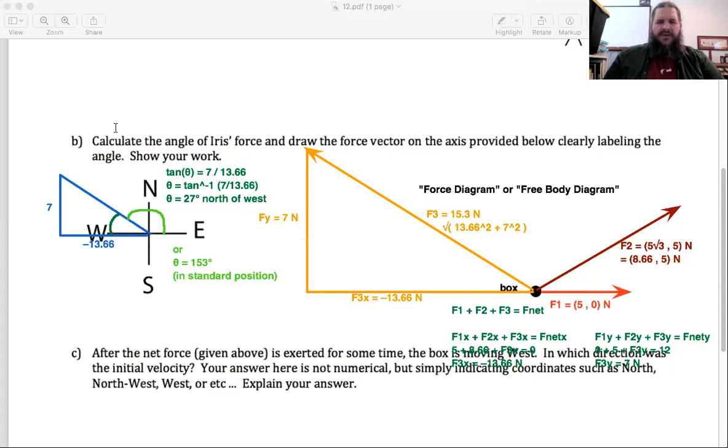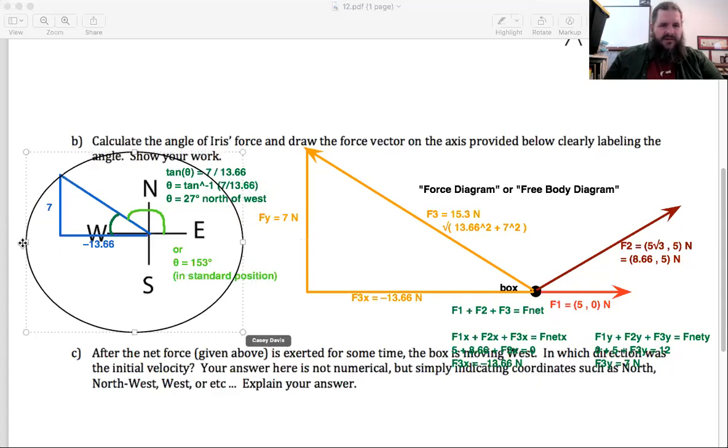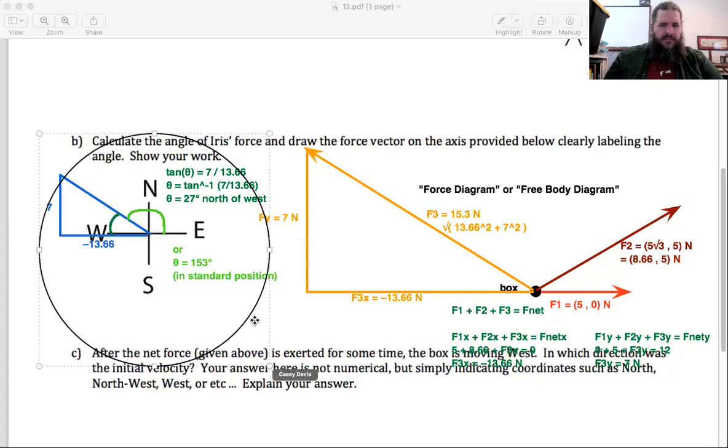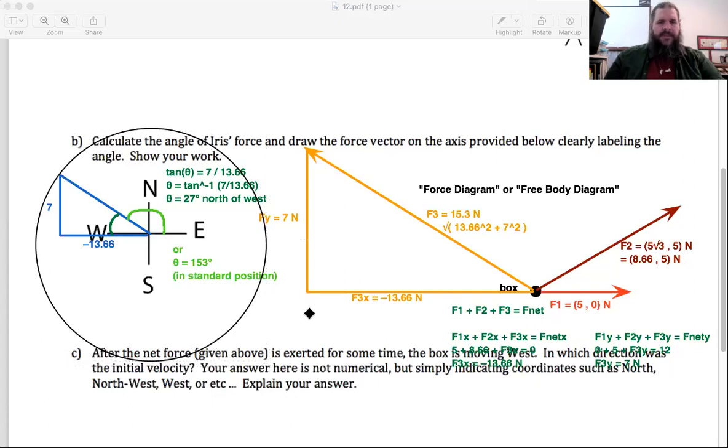And one other way you could do that, as long as you're talking about standard position, we could actually use the unit circle definitions of sine, cosine, tangent instead. If you imagine a circle centered at the origin, and this is going to be a bit of a mess. A circle centered at the origin with a radius this way.